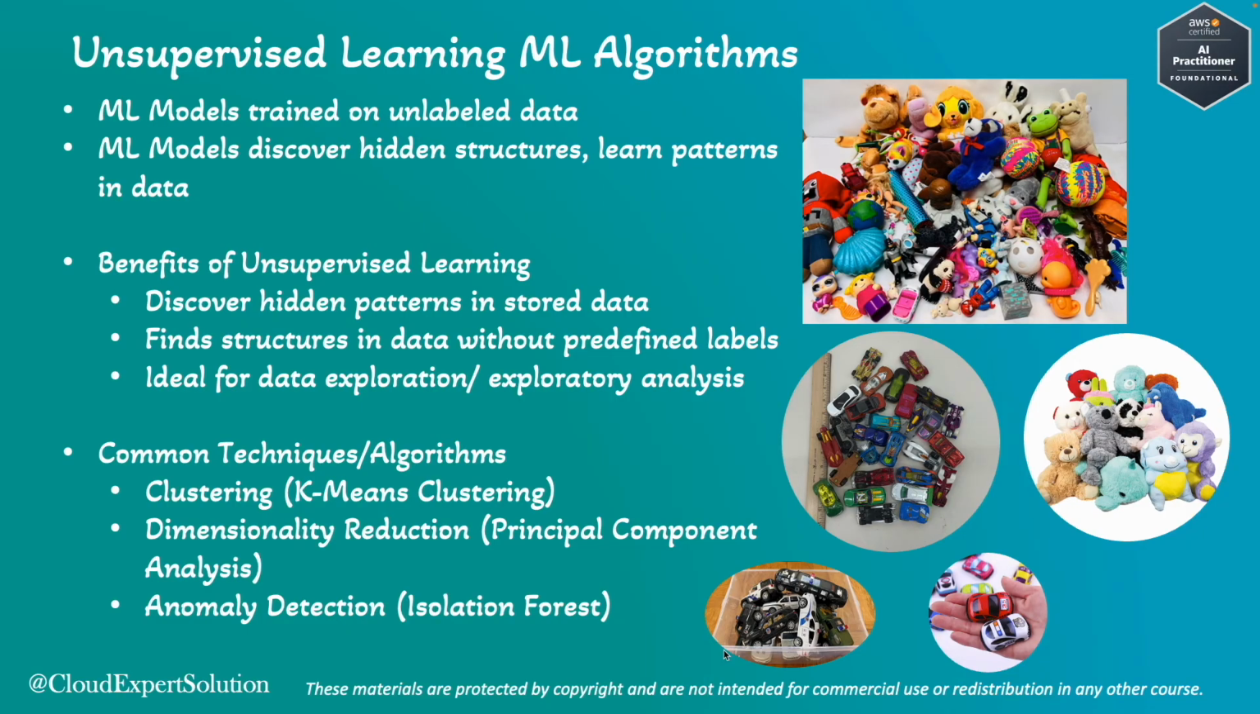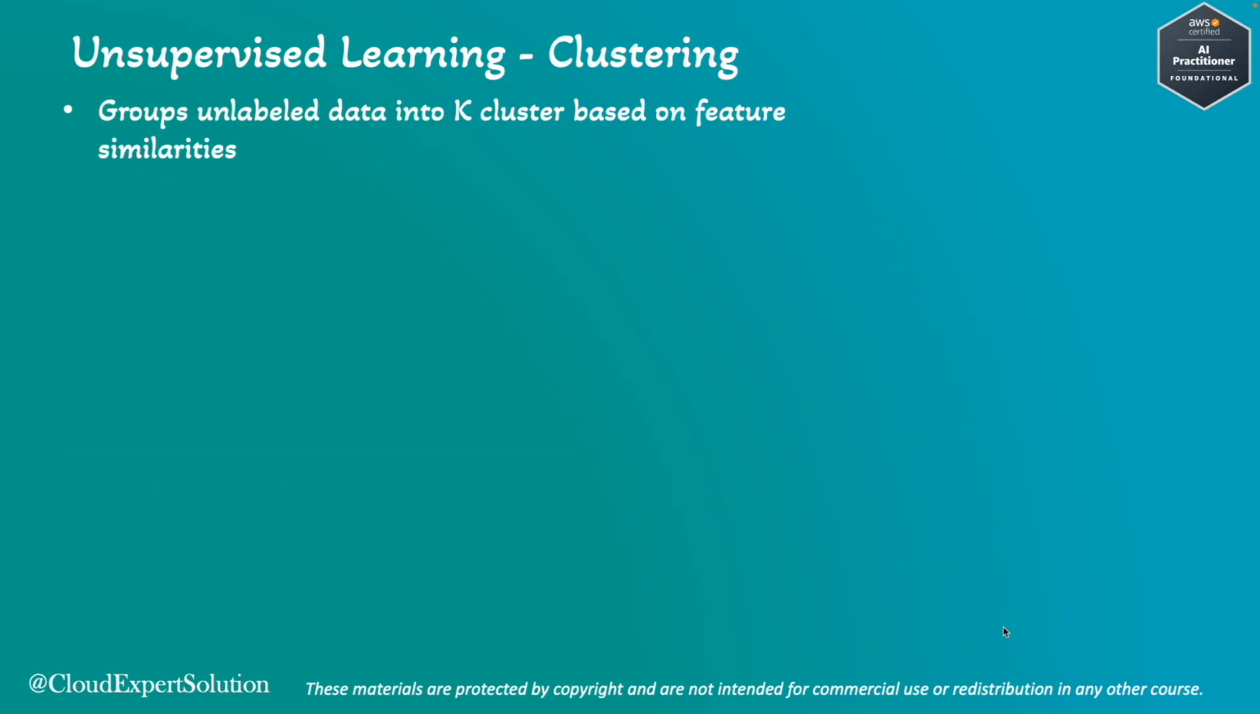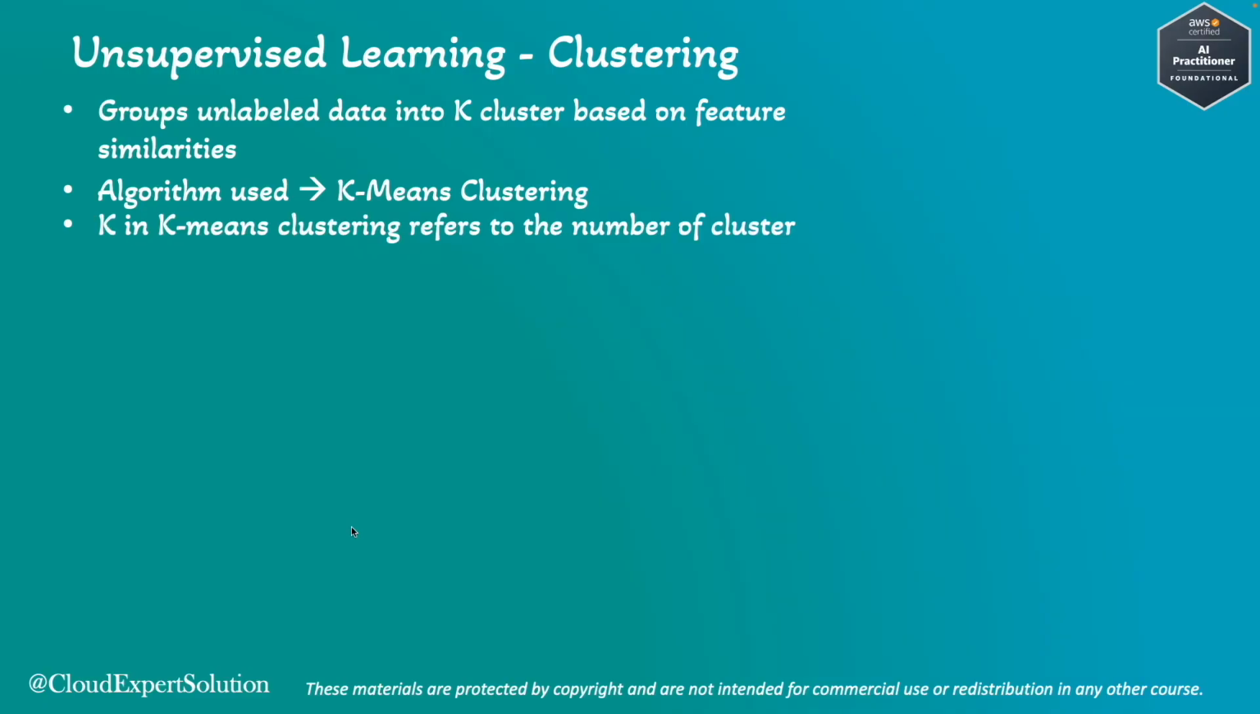In the following slides, we are going to focus on clustering, dimensionality reduction and anomaly detection, and we'll have a deep dive into all those common techniques. Let's review unsupervised learning clustering. Under unsupervised learning clustering, we group unlabeled data into K clusters based on the features or similarities of the objects. The algorithm we use for the clustering technique is called K-means clustering. Now you must be asking, what is the meaning of K? K represents the number of clusters.